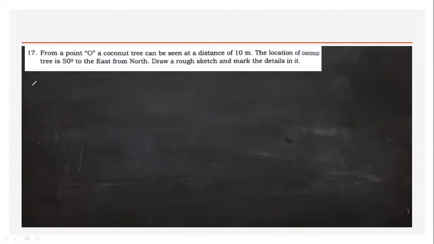From a point, a coconut tree can be seen at a distance of 10 meters. The location of the coconut tree is 50 degrees to the east from the north. So we can draw the sketch like this. North direction.